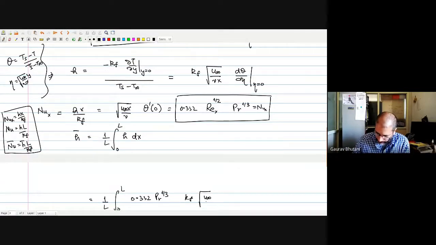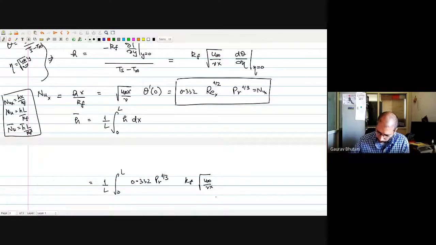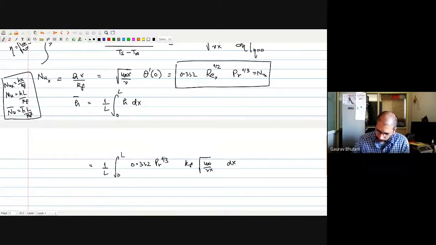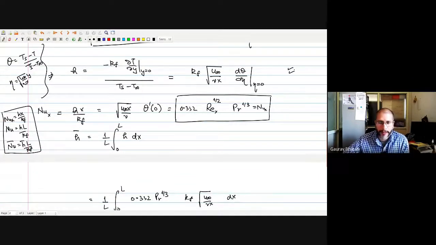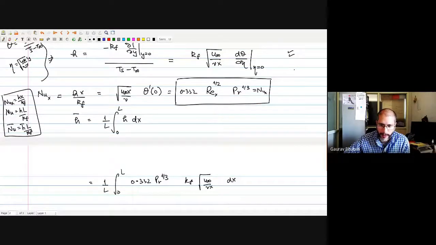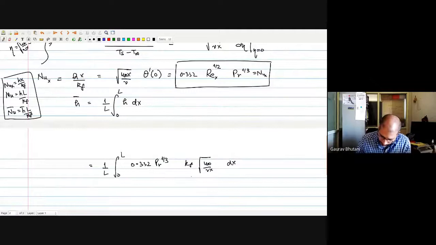Square root, okay, so this is your theta prime, and then you have your kf times square root u infinity by nu x. I've used this expression for finding the h value. This value of h has been substituted to find the h bar here. So 0.332 times Prandtl number to the power 1 by 3 times kf. So all of these are not a function of x, and then you have u infinity by nu, and then you also have an L here.